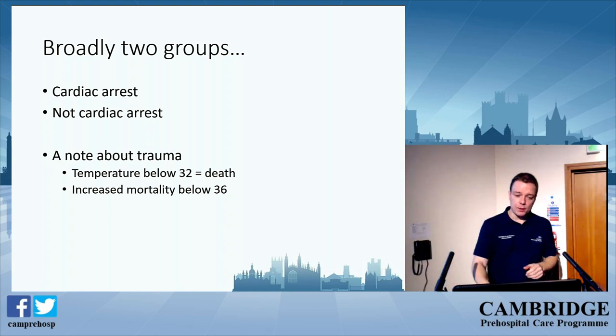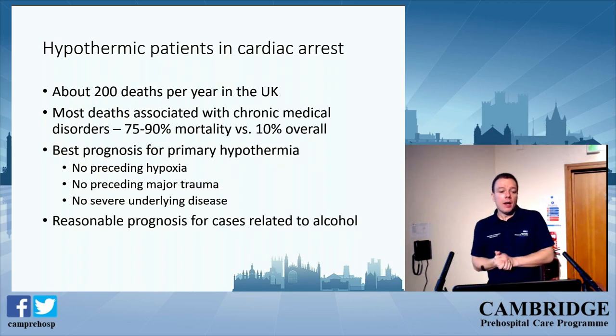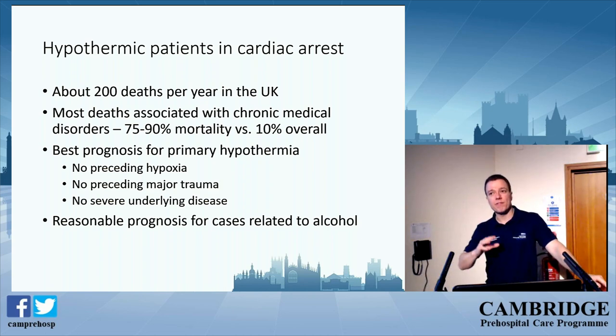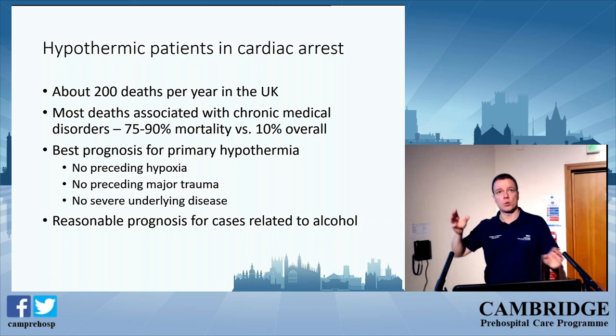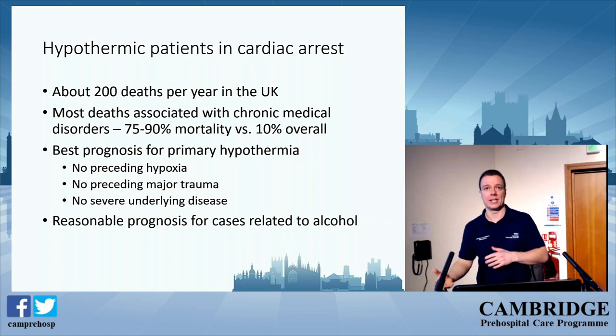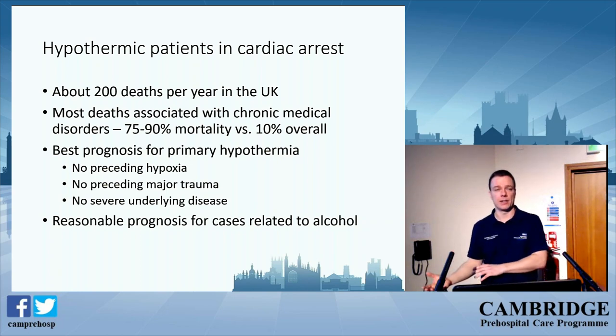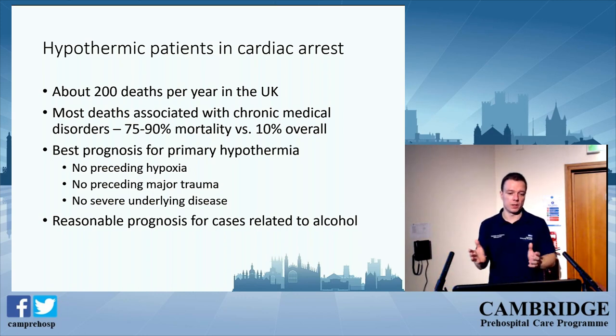So let's take those two broad groups, cardiac arrest and not cardiac arrest. So hypothermic patients in cardiac arrest then, what's the scale of the problem? Well, about 200 deaths a year in the UK. We're fairly, believe it or not, a temperate climate. Most deaths actually are associated with patients who also have underlying chronic medical problems. And again, I suspect that matches your clinical experience of the old lady who's fallen over, laid on the floor all night, has become hypothermic, but also has multiple cardiorespiratory or other problems as well.